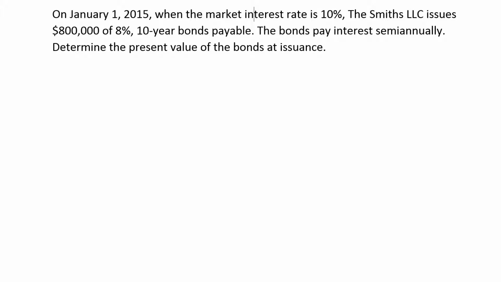And so what we need to do is figure out the present value of those interest payments. And so the first thing that we want to do, and the only time in this calculation that we're going to use the stated rate, which in this case is 8%, is when we figure out the amount of the interest payment. So in this case there are $800,000 worth of bonds, and the stated rate is 8%, and so that means these bonds are going to pay a total of $64,000 of interest annually.